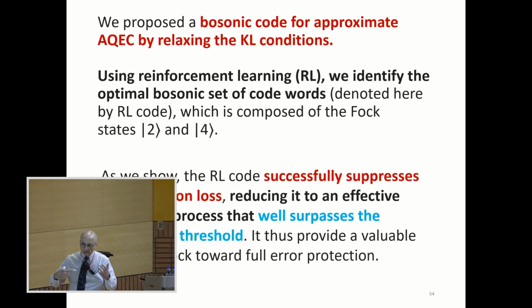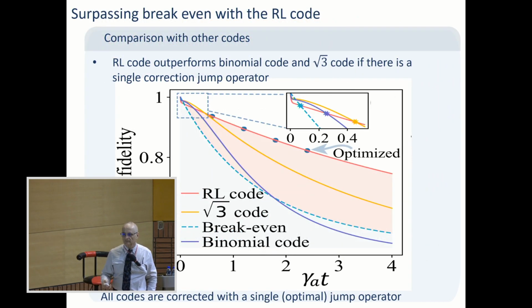And as we show, this Bosonic code successfully suppresses single photon loss, reducing it to an effective dephasing process that does much better than the break-even threshold. So it provides a good building block towards full error protection. We're excited about this. The referees are also excited, so let's see how this can be implemented in the future. But this is one set of recent results applying reinforcement learning.